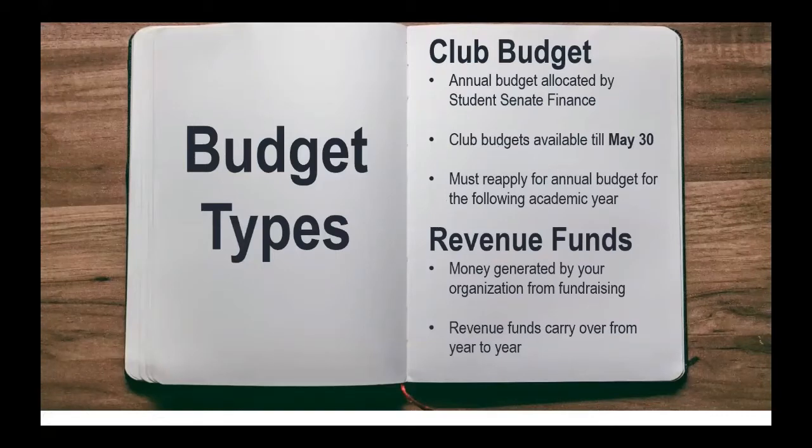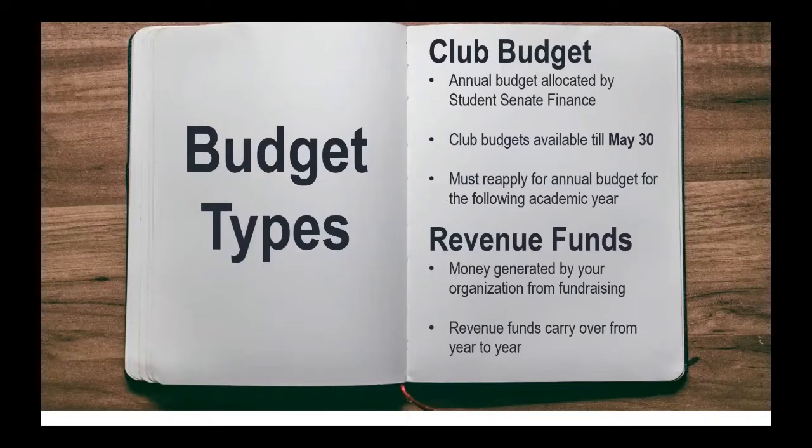So the first thing we want to go over is how your budget works. Every year, student organizations have to apply for a club budget from Student Senate. That annual budget is allocated by the Student Senate Finance Committee, and that budget is available until May 30th of each year. So if you have money in your budget account this year, you have until May 30th. You must reapply for that annual budget for the following academic year. Again, this is something that Student Senate in our office will inform you of when we get into the spring.